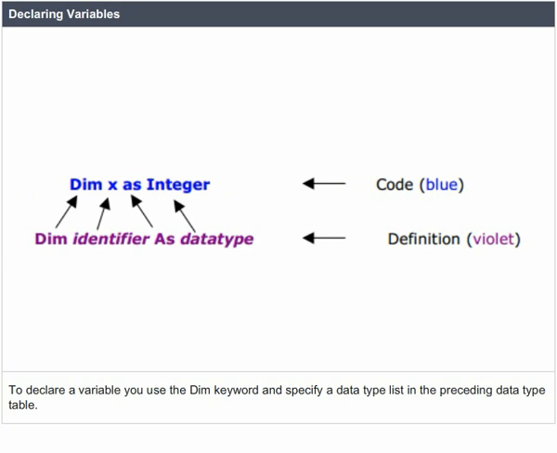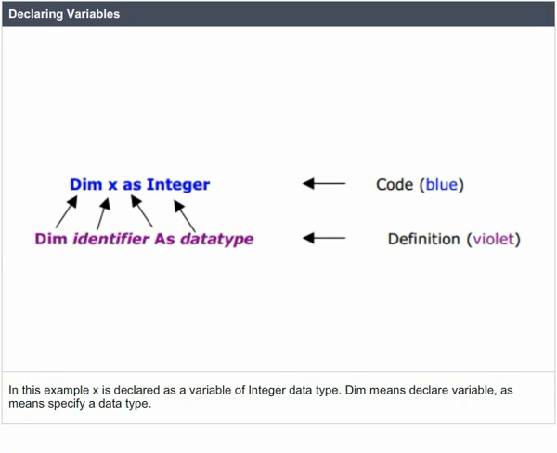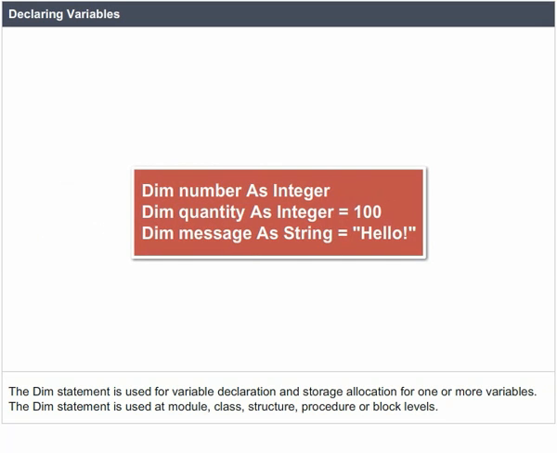To declare a variable, you use the Dim keyword and specify a data type listed in the preceding data type table. In this example, X is declared as a variable of integer data type. Dim means declare variable, As means specify a data type. The Dim statement is used for variable declaration and storage allocation for one or more variables. The Dim statement is used at module, class, structure, and procedure or block levels.